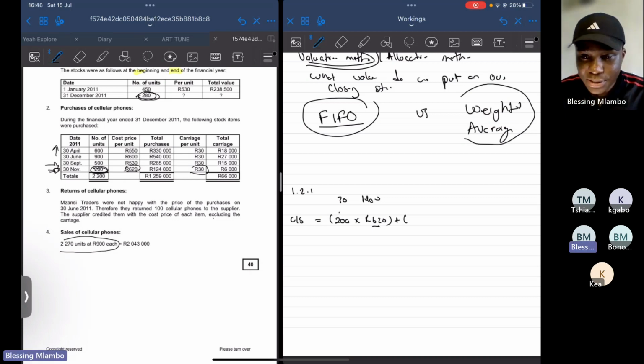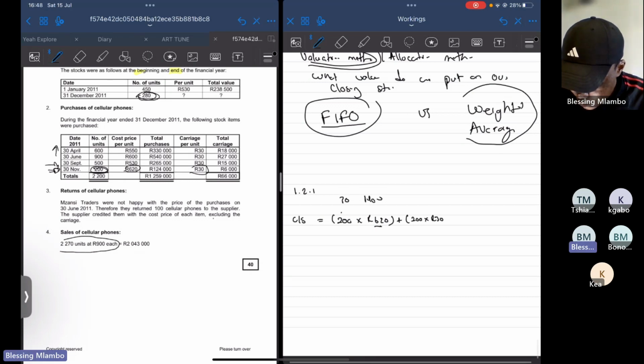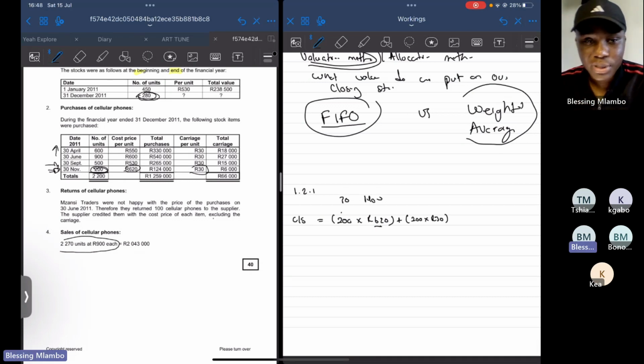Meaning that we need to go and say, okay, cool, but there was that carriage that we incurred as well. So for the 200 units, we incurred 30 per unit to transport these goods to our business. So we need to include them on the cost as well, right? So this is the value of your closing stock.